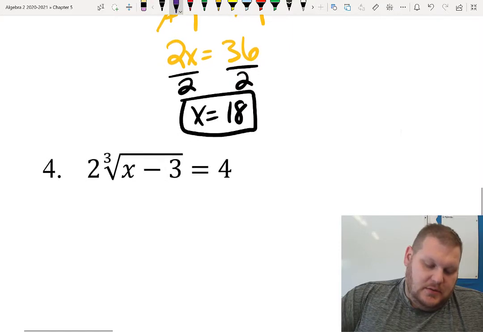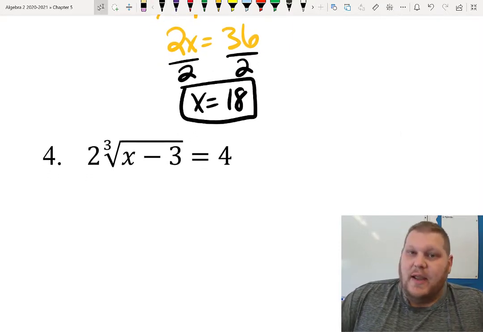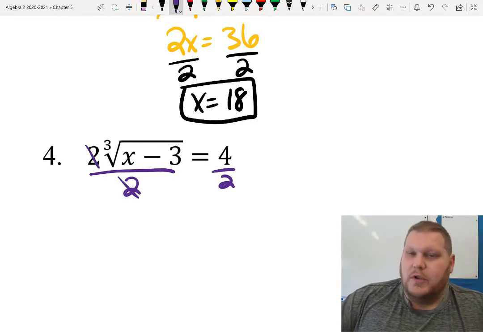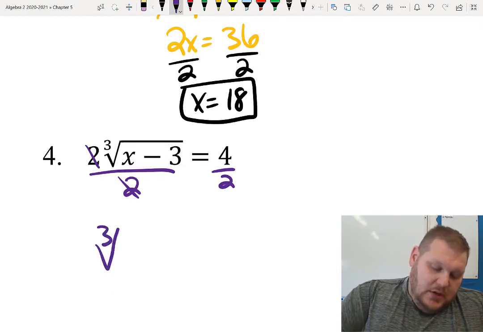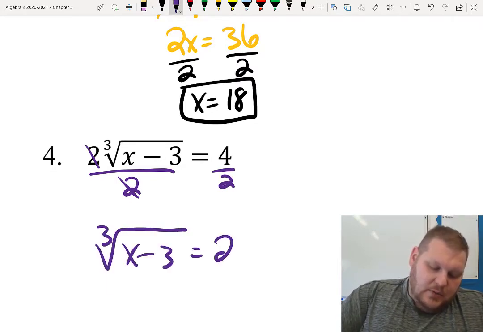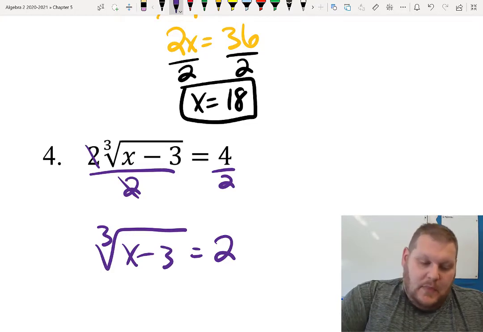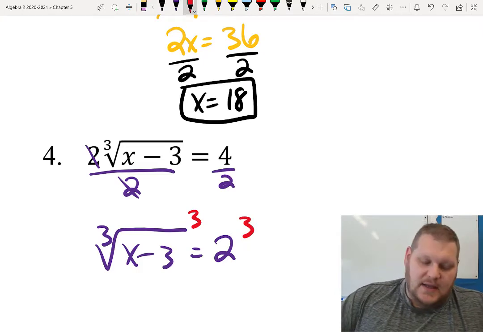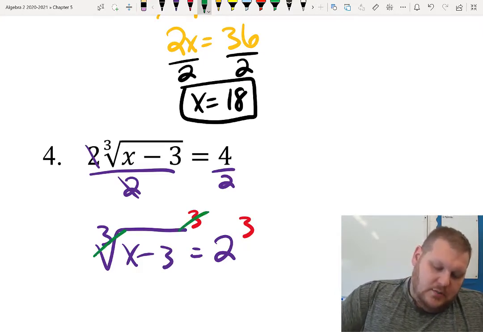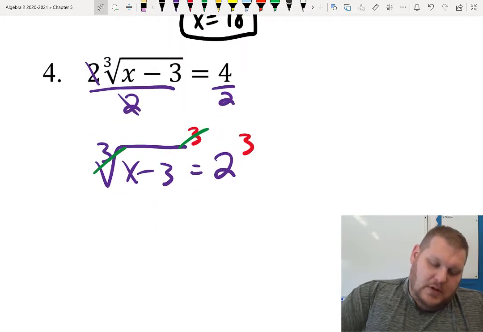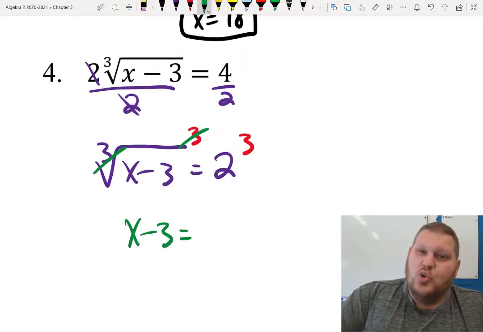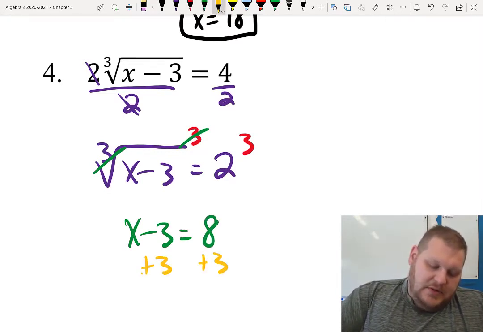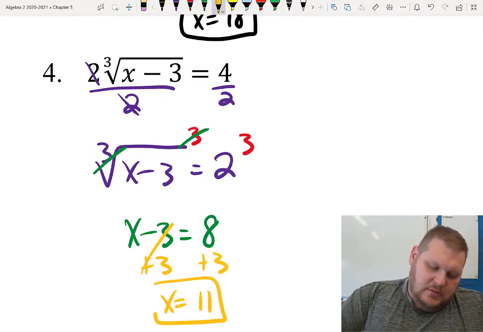All right. So on number 4, the only thing happening to my root is that it's being multiplied by 2. So just like with the very first problem we did, we'll divide by 2 on both sides first. Cube root of x minus 3 equals 2. It is a cube root, so we're going to have to cube the left side and the right side to cancel out my radical. Those cancel out, x minus 3 on the left. 2 cubed, to the third power, is 8. So I add 3 on both sides, and we get x equals 11.